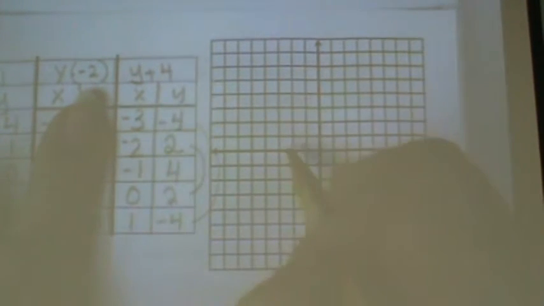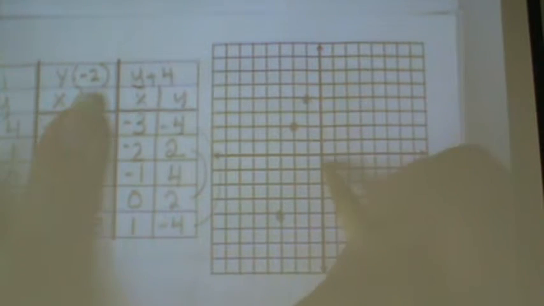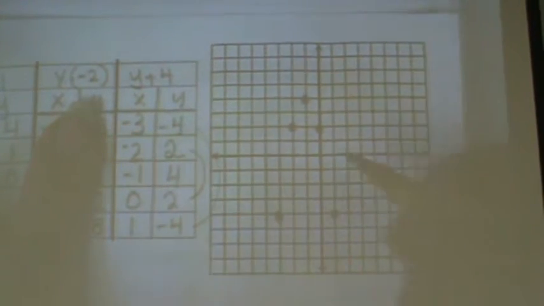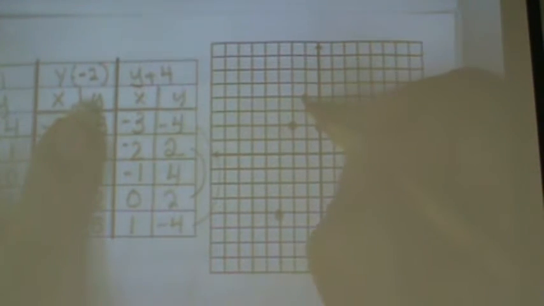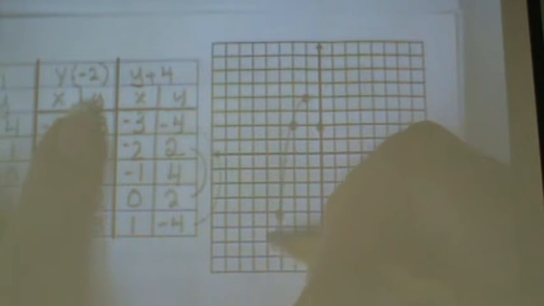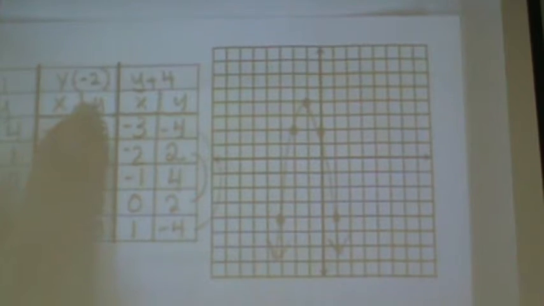So let's graph these 5 points. Negative 3, negative 4; negative 2, and then 2; negative 1, and up; 0, 2; and 1, negative 4. Do your dots line up like mine? Okay, now draw your graph and give me the information in the chart.